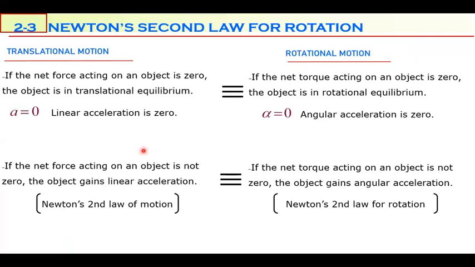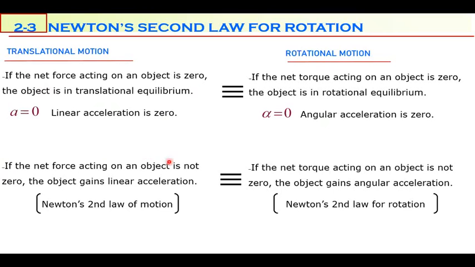And now we will continue with what causes an object to start rotating. Of course, we know that in translational motion, force causes an object to start moving. Remember, if the net force acting on an object is equal to zero, the object is in translational equilibrium. We studied this in section 2. If the net torque acting on the object is equal to zero, the object is in rotational equilibrium, which means if there is rotational equilibrium, angular acceleration is zero. If there is translational equilibrium, linear acceleration is zero.